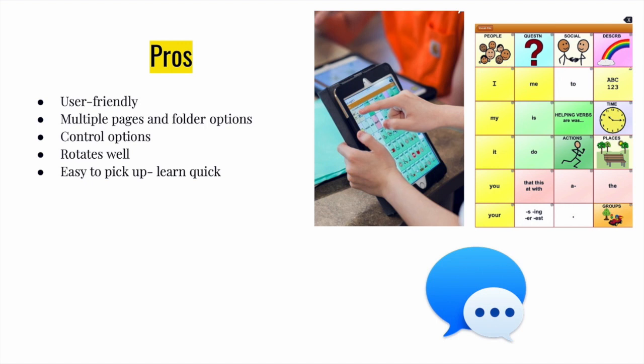Next, I already talked about this, but the multiple pages and folder options are really great. If we're doing a new vocab unit, they'll have an option for school, and then within school you can have that program title on there too and keep it all in one spot. It's good to have that in its own spot, and not randomly put with the most common words they say all day. Then the control options, which I talked about earlier as well, and how it rotates easily.